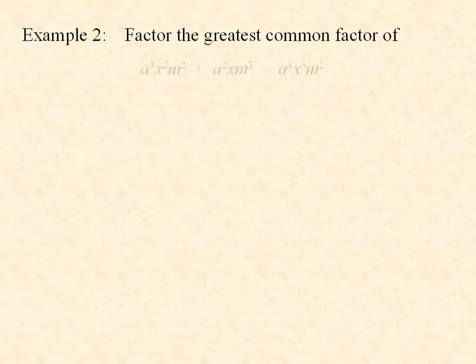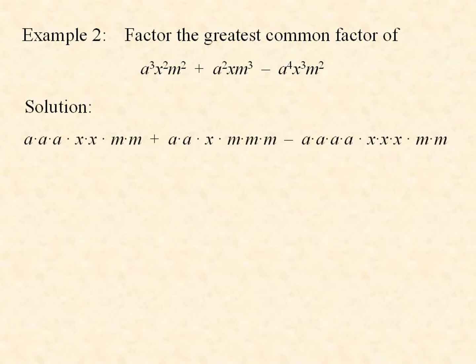Example 2. Factor the greatest common factor of this expression. Well, it's going to take some work to find the greatest common factor, so we write the expression in expanded form. It looks like this. Then we place the two sets of parentheses, and in the first set we need to put the greatest common factor. Let's see, each term contains two a's, so the greatest common factor has a squared.